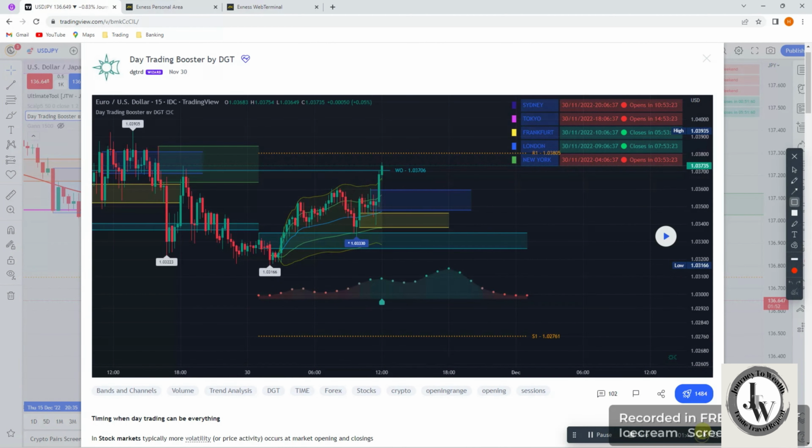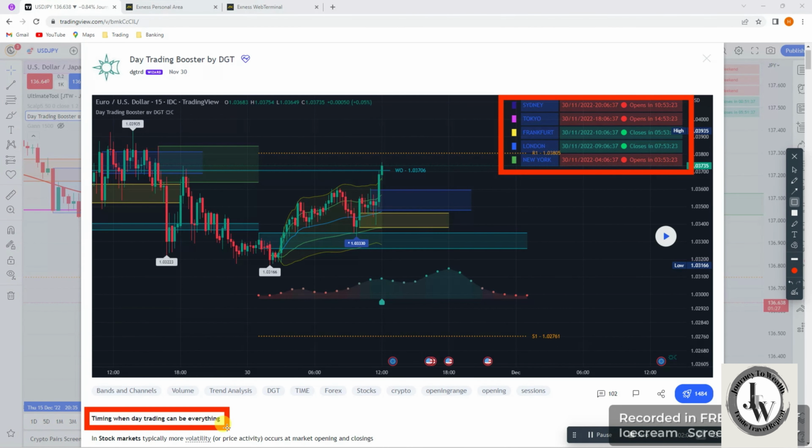What I am using in this indicator is a very simple thing. I am only bothered about this particular segment, which shows me when which particular session is going to open. Because as you can see, the indicator describes itself very well: timing when day trading can be everything. So I just want to be looking at what the market is doing at what time, and that gives me an extra insight into the market.